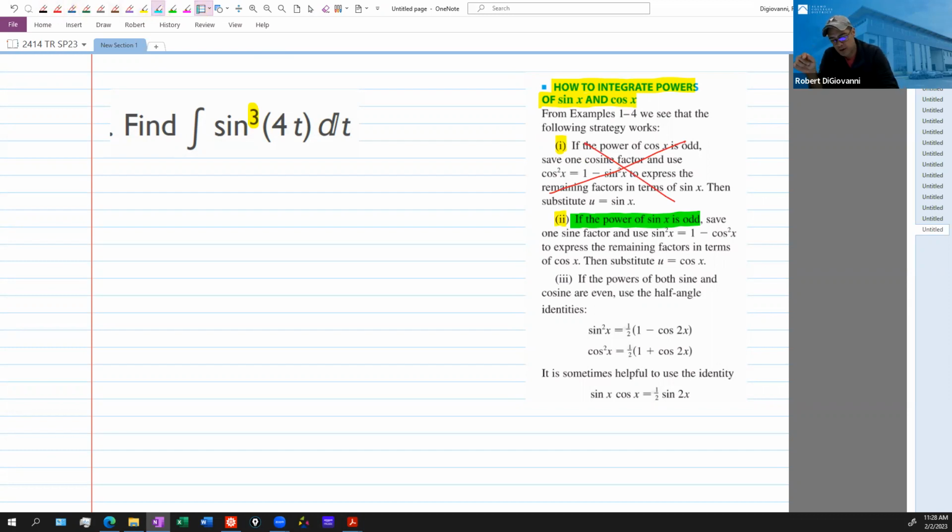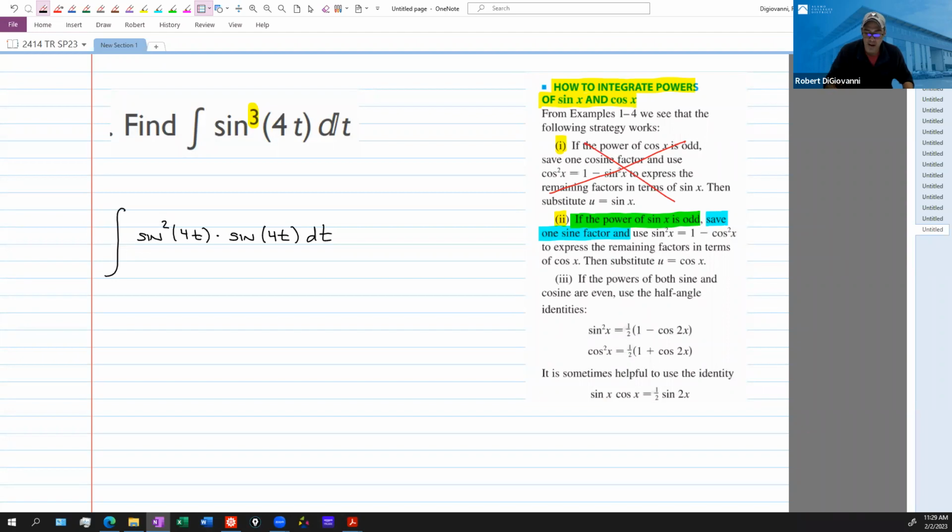It says here, this is weird language, this is the author's language, not mine: save one sine factor. What they really mean by that is to split the problem up where you take one of the factors of sine and rip it to the side. So instead of having sine cubed, I'm going to write sine squared 4t times sine 4t dt. That's what they mean by save one factor of sine. I peel one of those sines away.